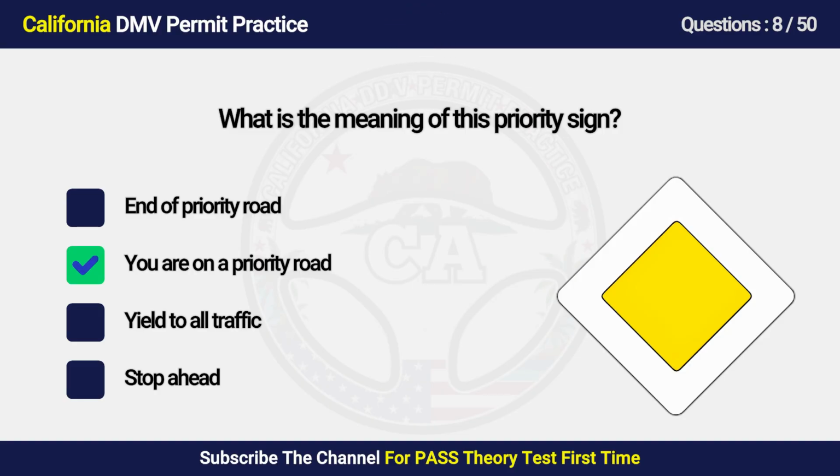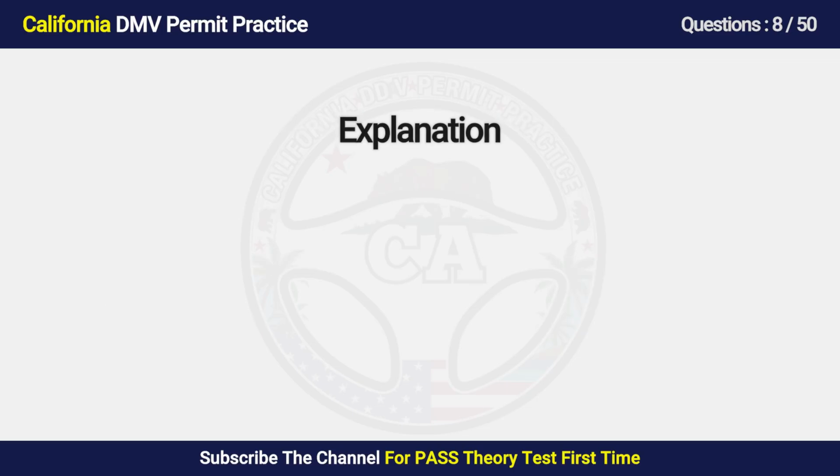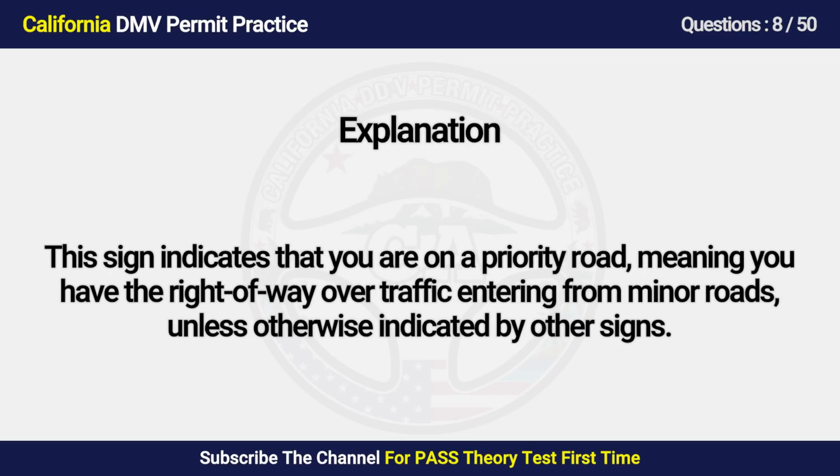Answer is B. You are on a priority road. This sign indicates that you are on a priority road, meaning you have the right of way over traffic entering from minor roads, unless otherwise indicated by other signs.